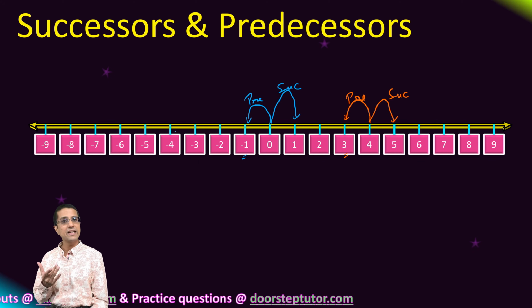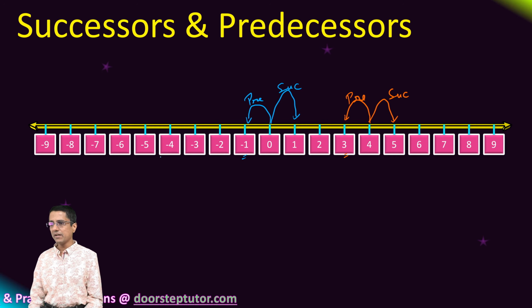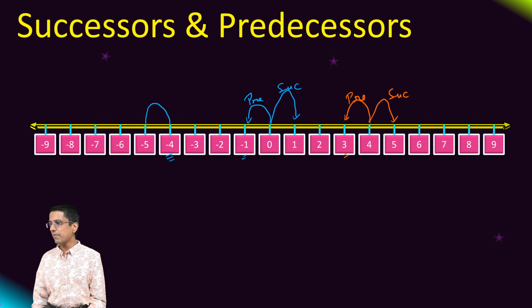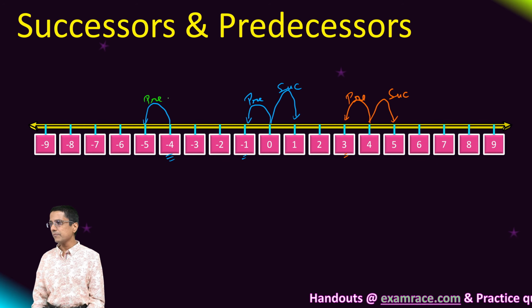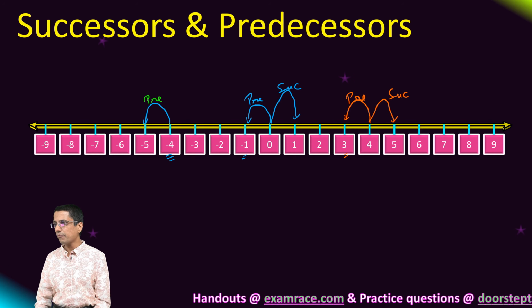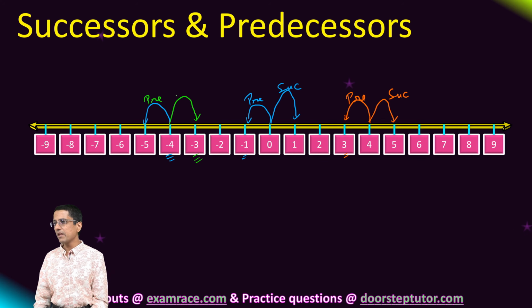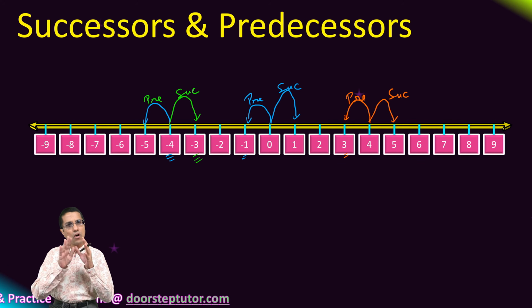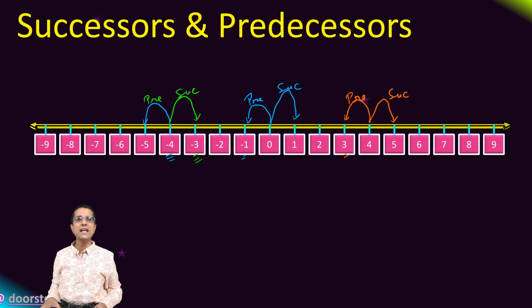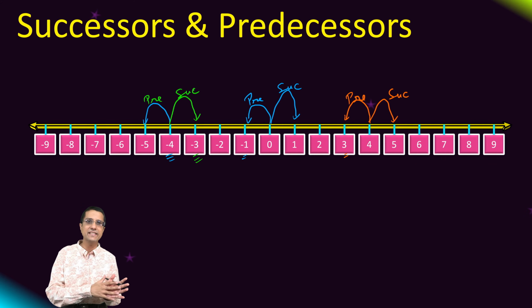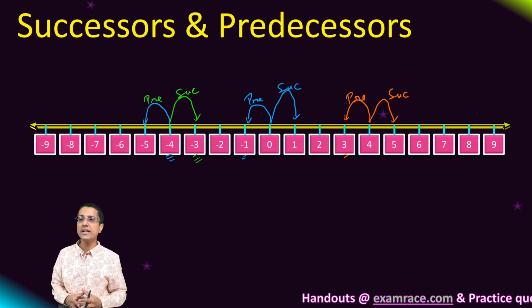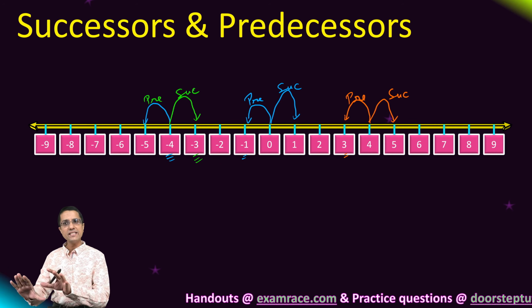Now let's consider a negative number. For instance, let's take -4. If I go one number to the left of -4, I come to -5, which is the predecessor. If I go one number to the right of -4, I come to -3, which is the successor. So all the numbers, no matter whether they are negative integers, 0 or positive integers, all the numbers on this number line of integers have a predecessor and a successor. The predecessor is 1 less than the number. The successor of a number is 1 more than the number. That is the basic concept.